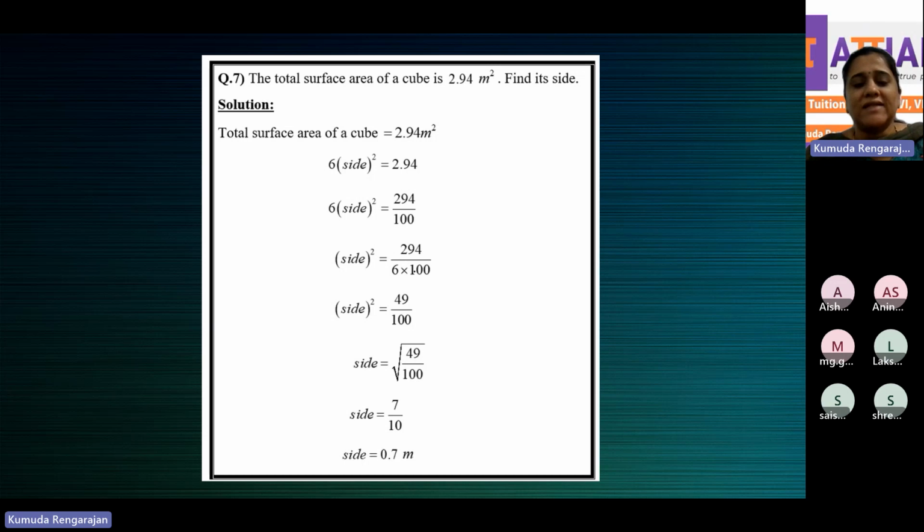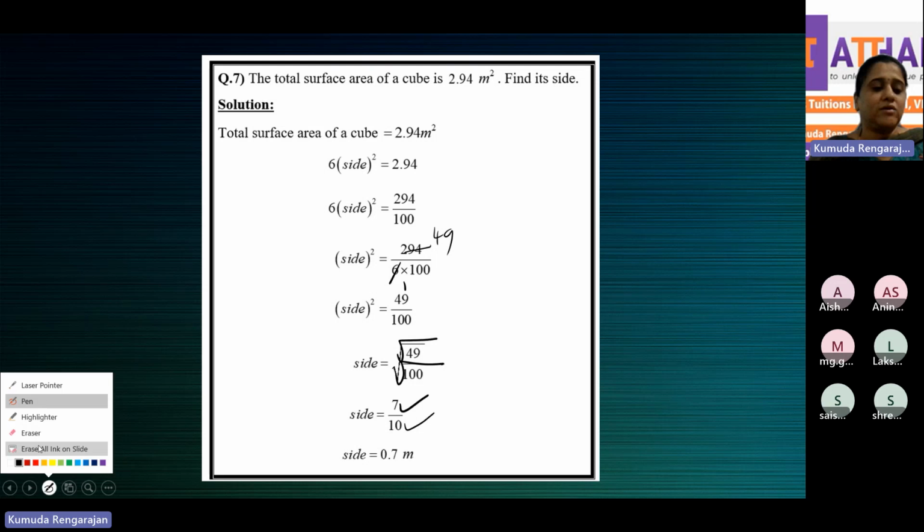Now simplify. After cancelling, you get 49 by 100. So side square is equal to 49 by 100. So side will be equal to the square root of 49 by 100. The square root of 49 is 7. The square root of 100 is 10. So 7 by 10, which is 0.7 meters. Take down.